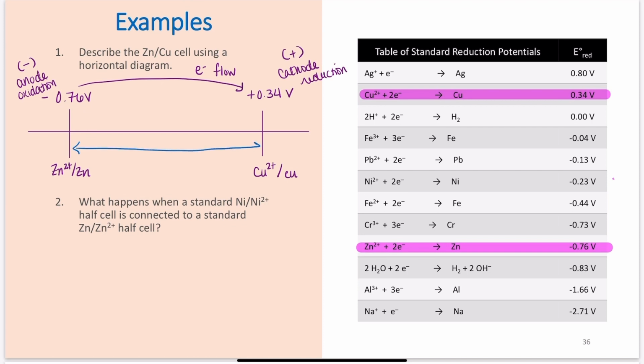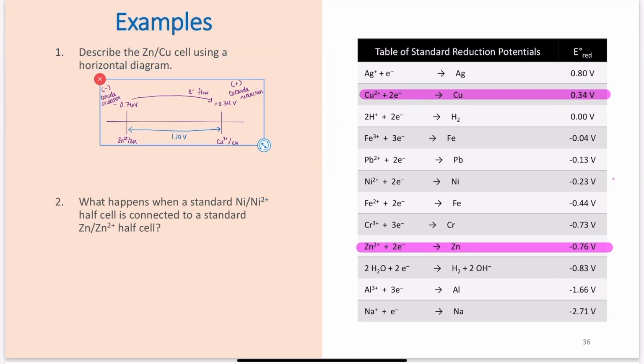To travel from negative 0.76 to positive 0.34 volts, it is a difference of 1.10 volts. So the overall cell potential for this system is 1.10 volts. I'm going to shrink that down quick and write out the reaction for you, just for review, and write out the shorthand notation so we can pull all of this back together.